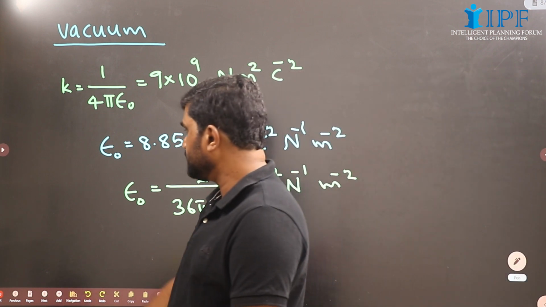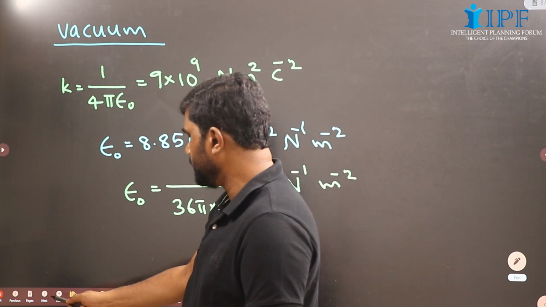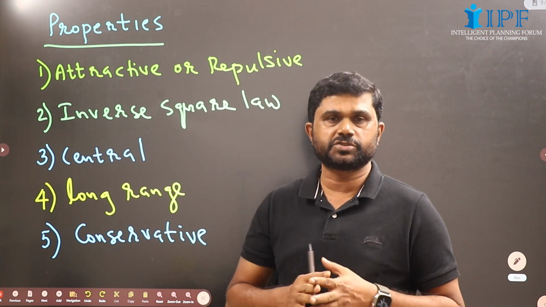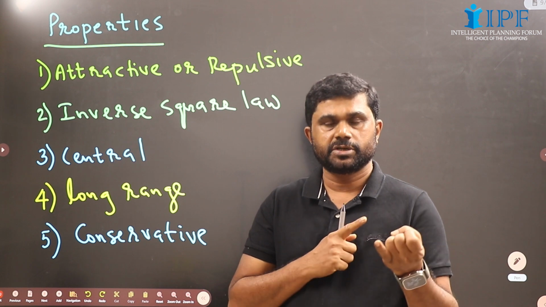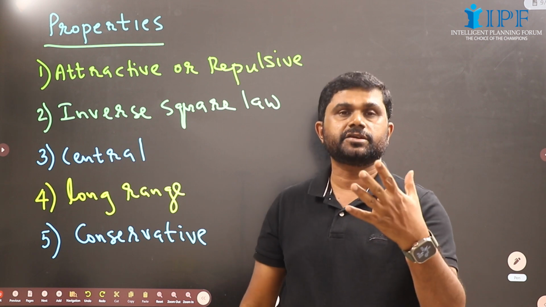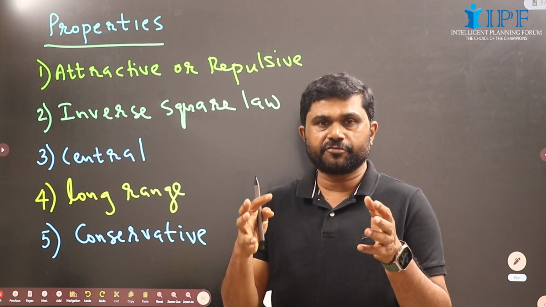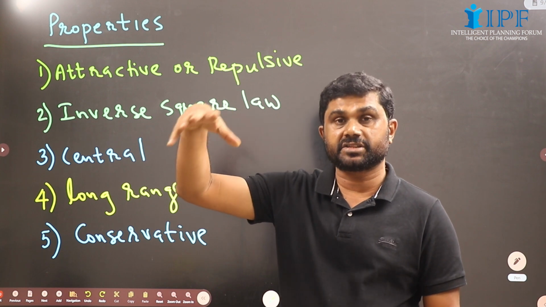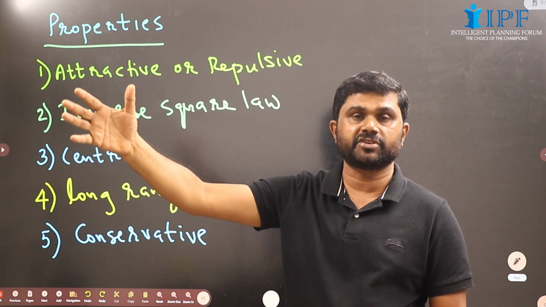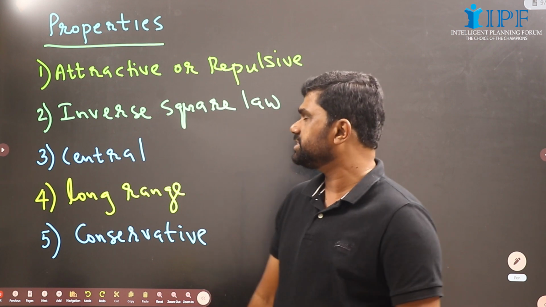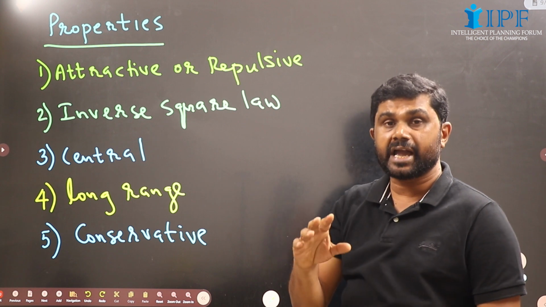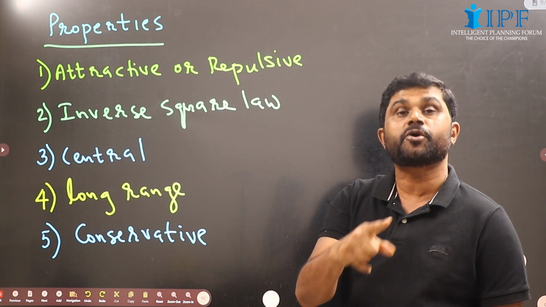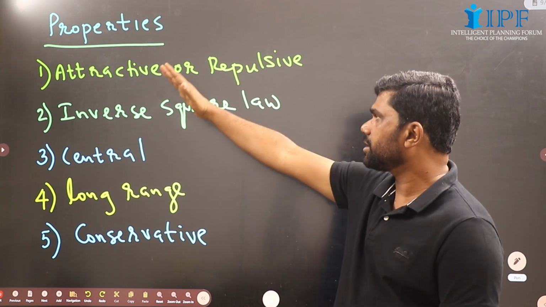Now the next thing that you have to study is the properties. There are three basic forces in nature: the gravitational force, the electromagnetic force, and nuclear forces. This electric force is one among the basic forces in nature, so there must be a comparison with the other forces like gravitational and nuclear forces. The first thing: the electric force can be attractive or repulsive. Why do we say that? Because the gravitational force is always attractive, but here the force can be attractive or repulsive.